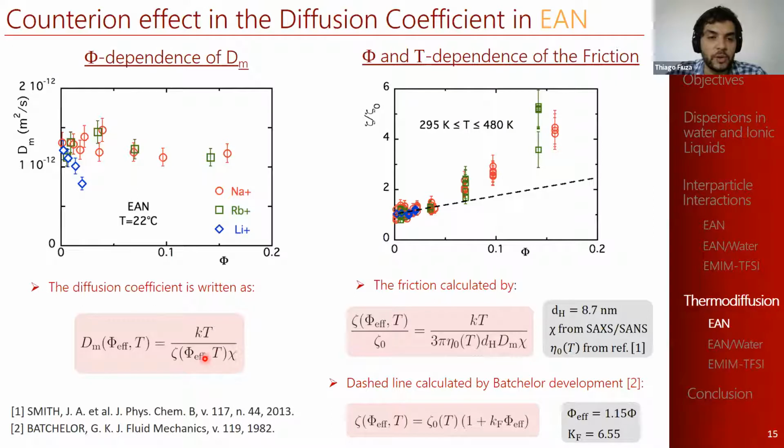This can also be understood in terms of the friction if we use the experimental parameters determined earlier by Sachs and some measurements, and the viscosity of the solvent obtained from the literature. You can see here that at low particle concentrations, the friction follows the Batchelor development. However, at concentrations higher than 4%, we see a deviation, which increases the friction. We think this is due to the ionic layering around the nanoparticle. However, we don't have a theoretical model to describe it yet.